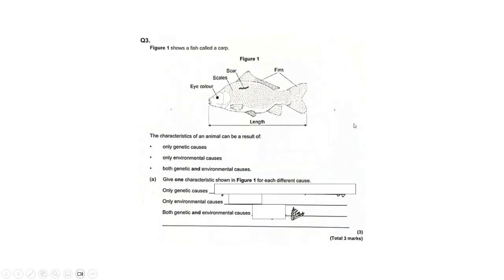Next, question 3. We have a fish. Again, characteristics of an animal can be the result of genetic causes only, environmental causes only, or both genetic and environmental causes. Give one characteristic shown in figure 1 for each different cause. Only genetic could be the eye color of the fish, the number of fins, the pattern of the scales. All that is entirely genetic, inherited from the parents. Only environmental would be a scar. The scar is caused by the way the fish is living its life. So the scar is environmental.